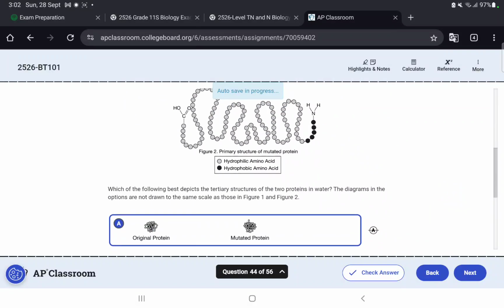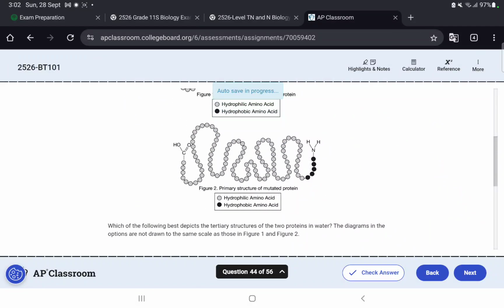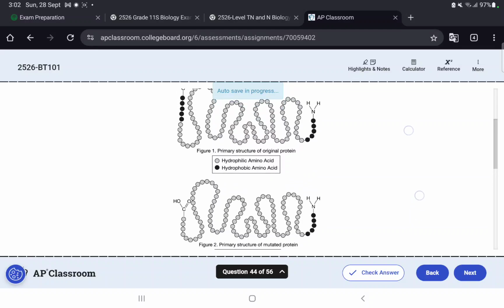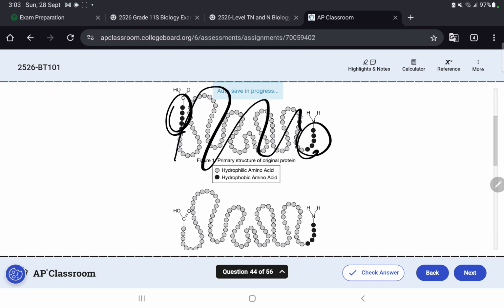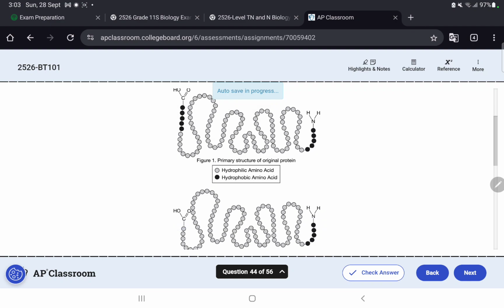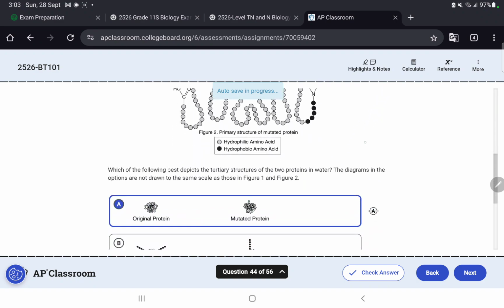Which of the following best depicts the tertiary structure of the two proteins in water? Here all they're telling you is you have two different proteins. This is the original protein with these hydrophobic amino acids and the rest is hydrophilic. In the second one they removed the hydrophobic ones, they just kept these. They're asking you what the tertiary structure will be.